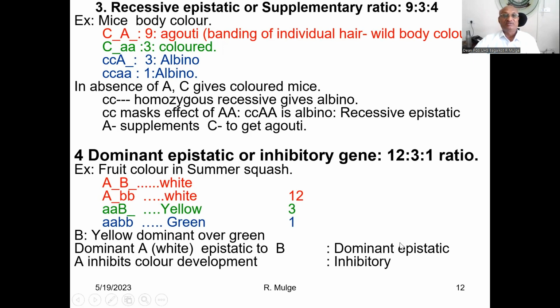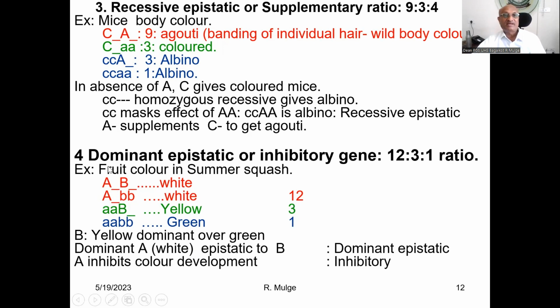That is why it is called inhibitory. It should be clear: A inhibits the color development, meaning white means color is not there. Whenever A is in dominant condition, it will not allow the color to develop. If A is in recessive condition, then only color appears, so yellow and green, the two colors you will get. If both genes are recessive, you get green, and if B is dominant, you get yellow. So A is the dominant allele which is suppressing the color development. It is called the inhibitory gene action.